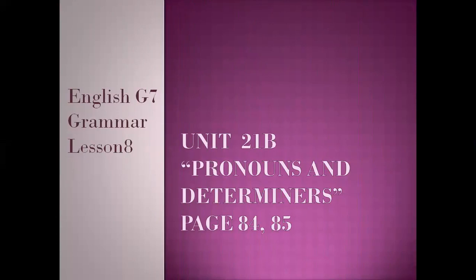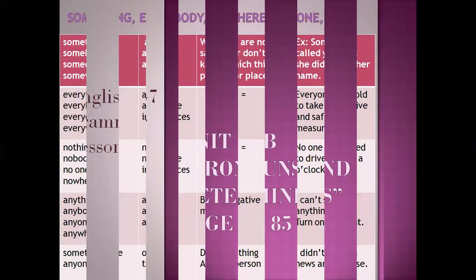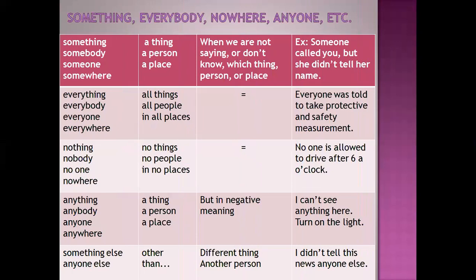Okay, let's start our lesson. Today's lesson is unit 21 B, second section. It's about pronouns and determiners, page number 84 and 85. That's what we're going to do. Okay. Have a look at this one. Here, there are pronouns and determiners.